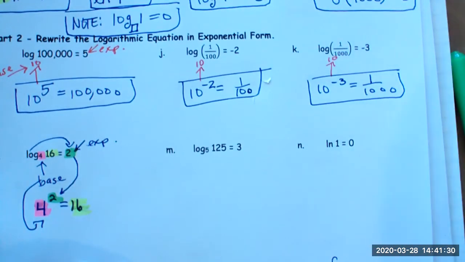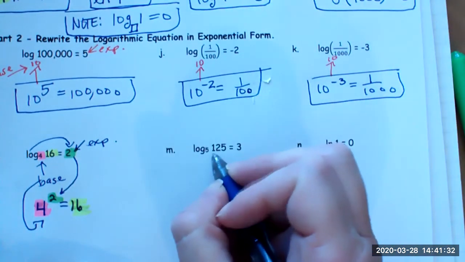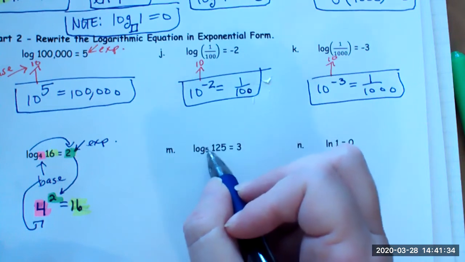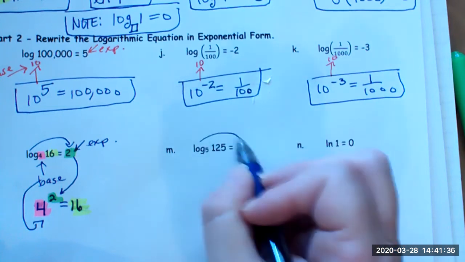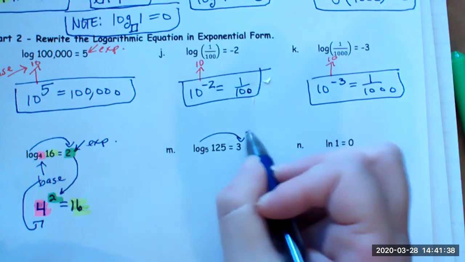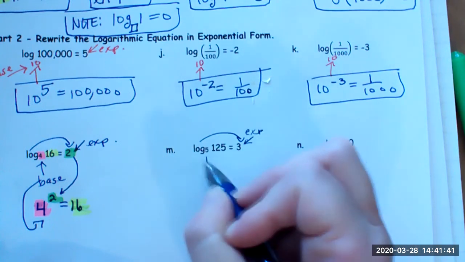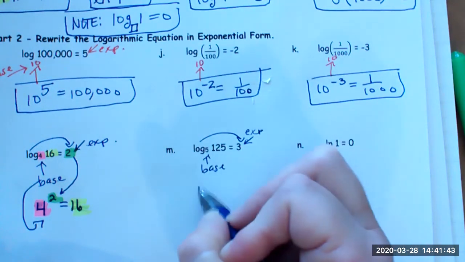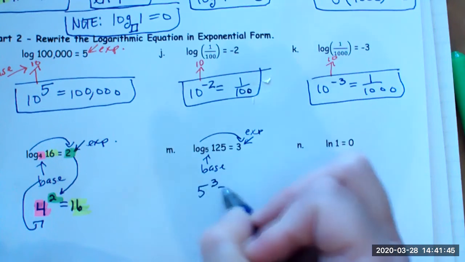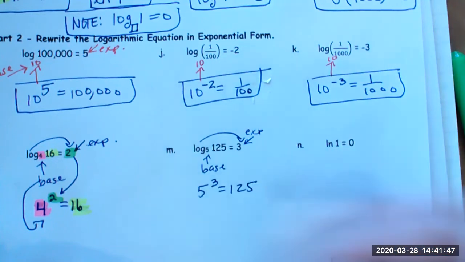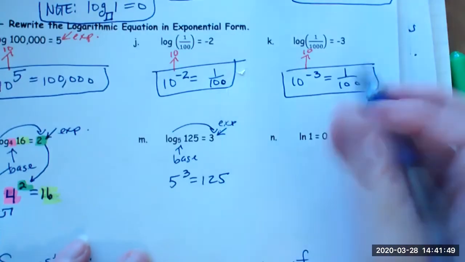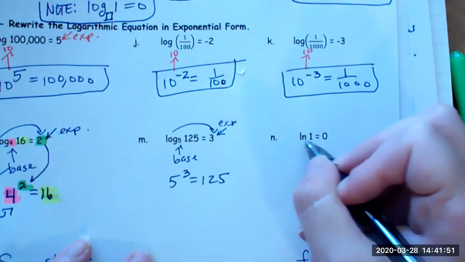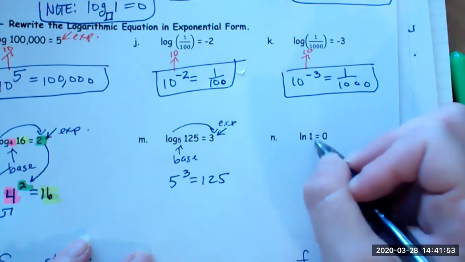Okay. So on this one here, you can see the base, and here you can see the exponent. And so we can say 5 to the 3rd power equals 125. And also here, we've got a natural log situation.